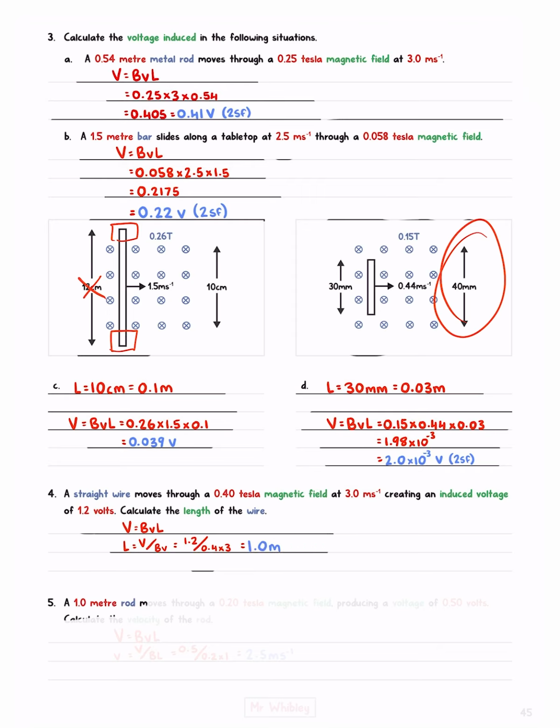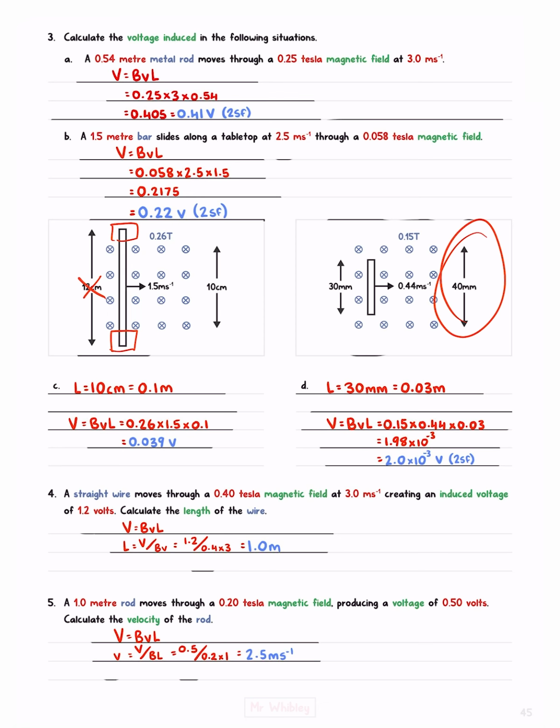Question 5. A 1 meter rod moves through a 0.2 Tesla magnetic field, producing a voltage of 0.5 volts. Calculate the velocity of the rod. V is BVL. To solve for our lowercase v, our velocity, we divide both sides by BL. Putting in our voltage, our field, and our length gives us 2.5 meters per second.